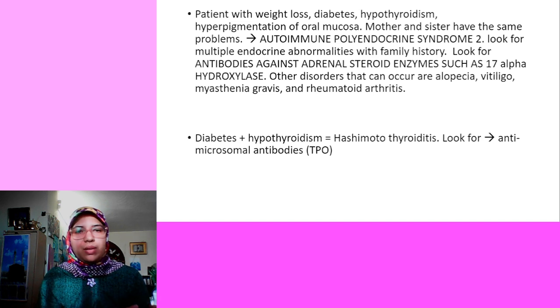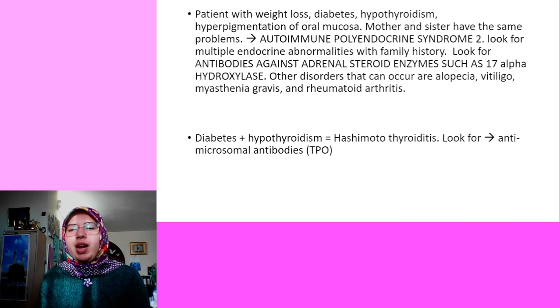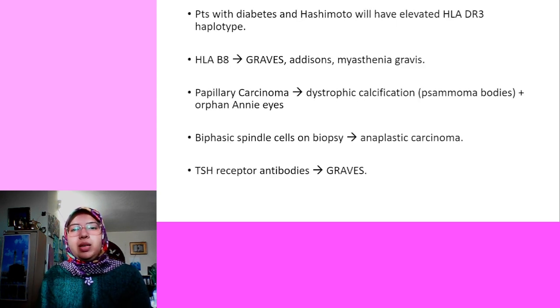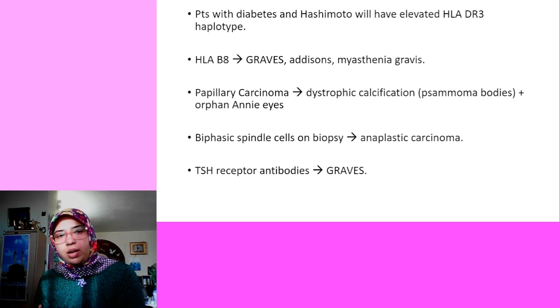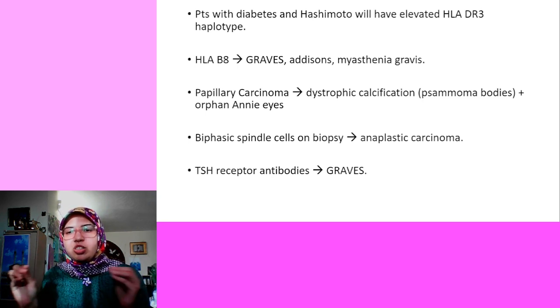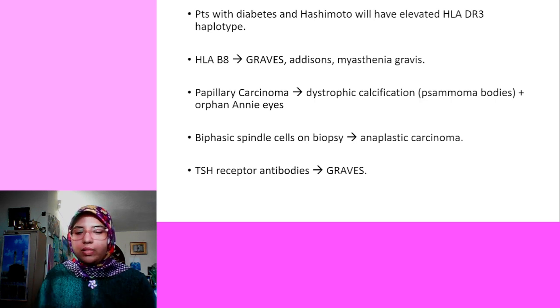A patient who has diabetes plus hypothyroidism is likely Hashimoto's thyroiditis. You want to look for anti-TPO or antimicrosomal antibodies. Patients with diabetes plus Hashimoto will have elevated HLA-DR3 haplotype. HLA-B8 is Graves', Addison's, myasthenia gravis. Papillary carcinoma, you're going to find dystrophic calcifications. Those are called psammoma bodies and Orphan Annie eyes. Biphasic spindle cells on biopsy, anaplastic carcinoma. TSH receptor antibodies, Graves' disease.